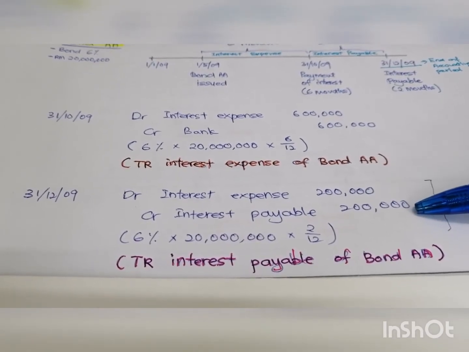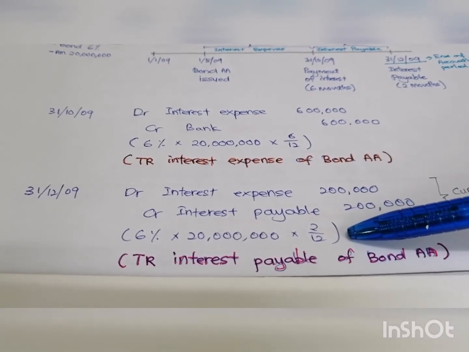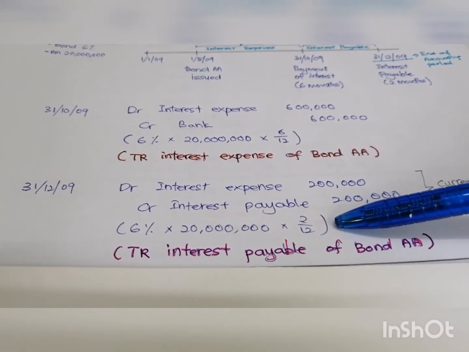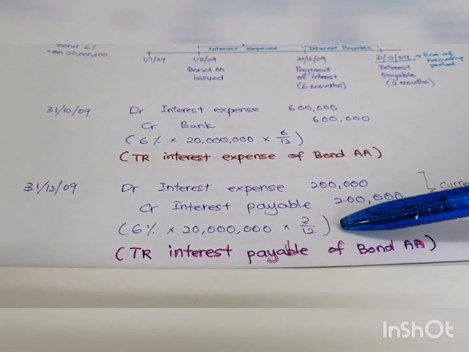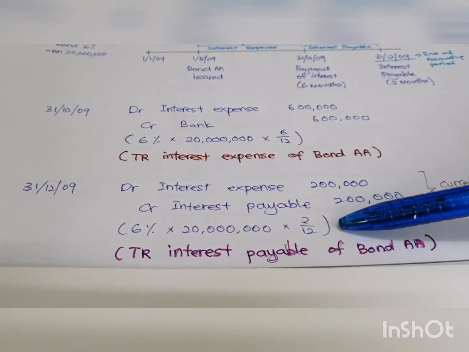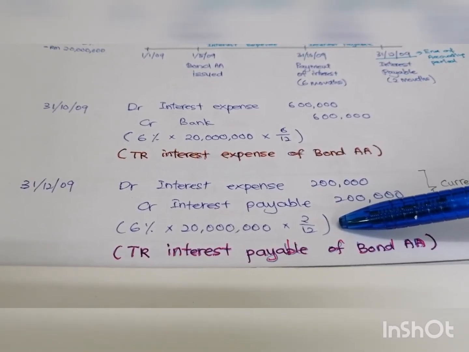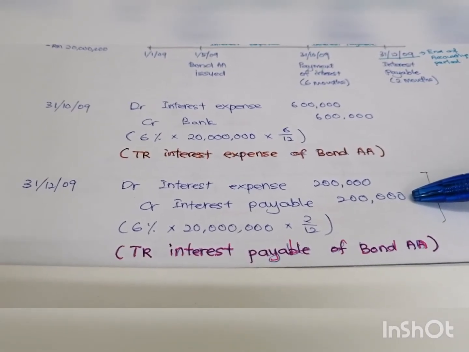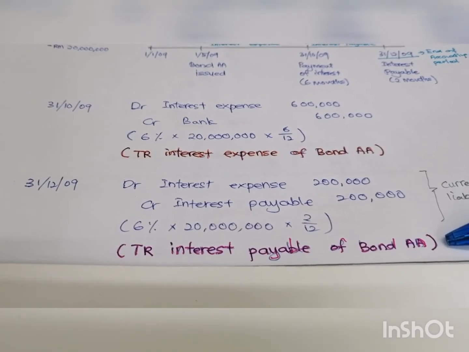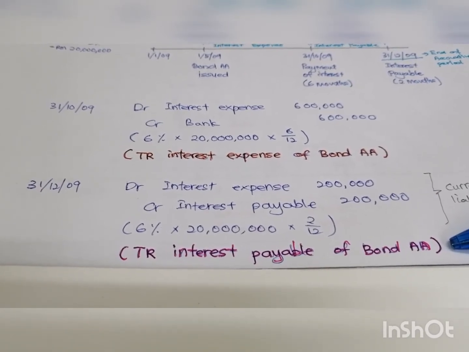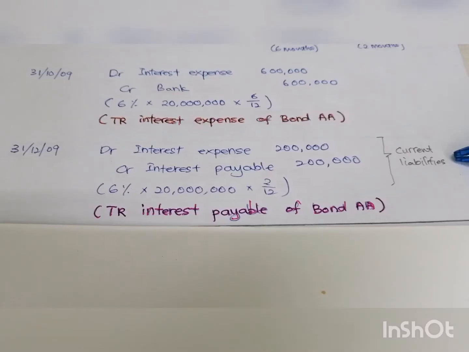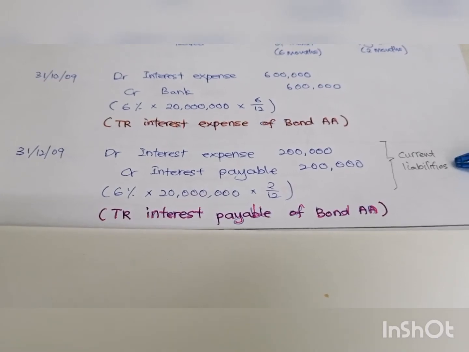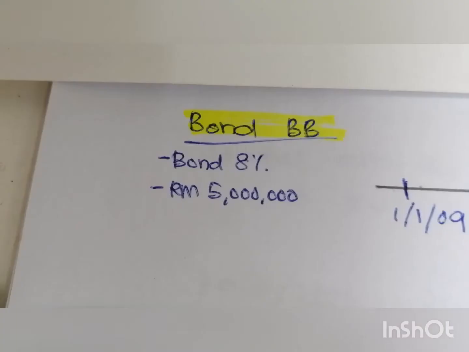So how do I get the 200,000? This is the calculation. Remember, write down the calculation here to show you know how to do it. And this calculation has mark. Okay, so 6% times 20 millions times 2 months. So we got 200,000. So explanation will be to record the interest payable of bond AA. Okay, the interest payable is considered a current liability.